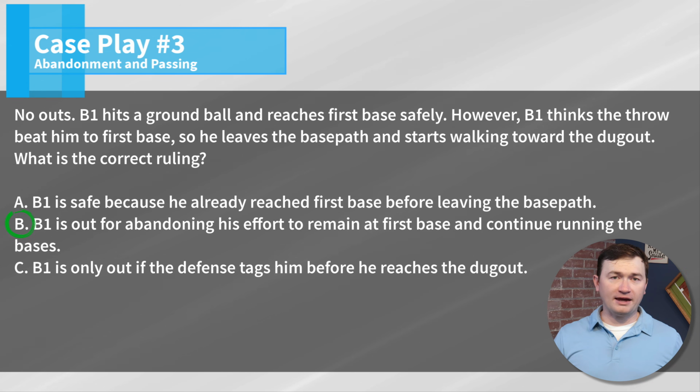The correct answer is B. B1 is out for abandonment. Even though B1 is wrong, he believes he is out. Because he believes he is out, he consciously gives up his effort to continue running the bases and starts heading back to the dugout. That is abandonment. The key is not whether he was correct. The key is that he voluntarily gave up his effort to continue running the bases because he thought he had no legal right to continue.